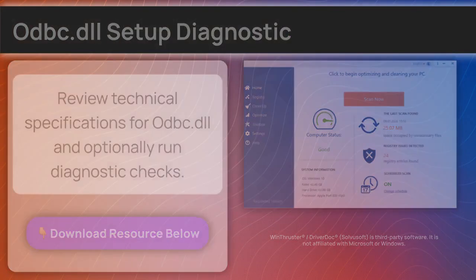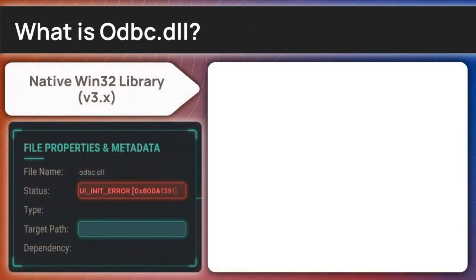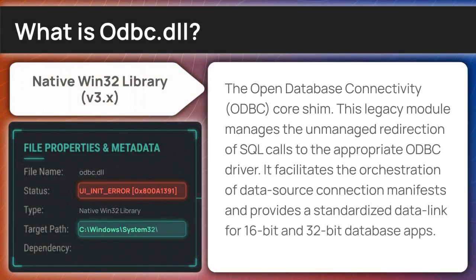This is the Odbc library, the Open Database Connectivity Odbc core shim. This legacy module manages the unmanaged redirection of SQL calls to the appropriate Odbc driver. It facilitates the orchestration of data source connection manifests and provides a standardized data link for 16-bit and 32-bit database apps. Now that the background is clear, let's walk through the actual installation steps.